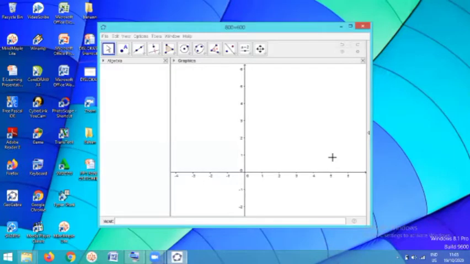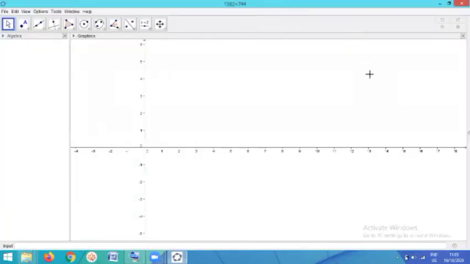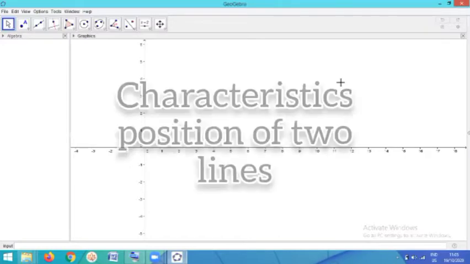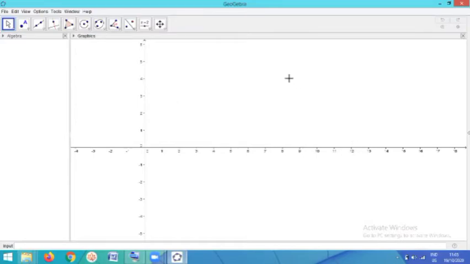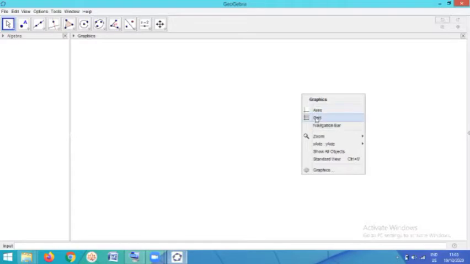In this video, I will explain application instruction media of lines and angles with GeoGebra. In this media, we will determine the characteristic, the position of two lines, that is parallel lines, intersect lines, and overlapping lines, and then we will determine the relationship between angles which are formed by two parallel lines that are cut by a transversal line. Okay, first we will determine the characteristic, the position of two lines. Before that, we remove the axes in GeoGebra and show the grid in GeoGebra.